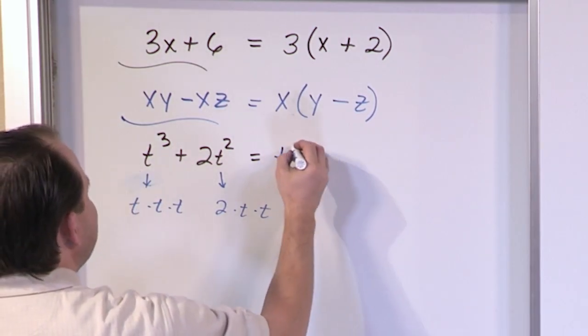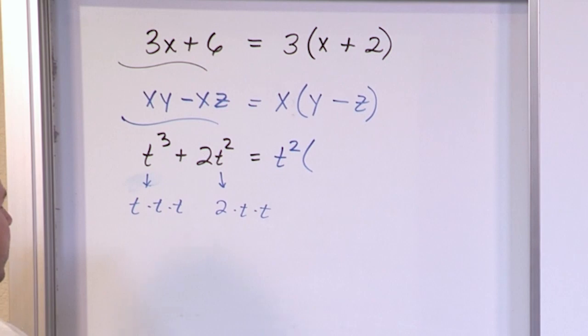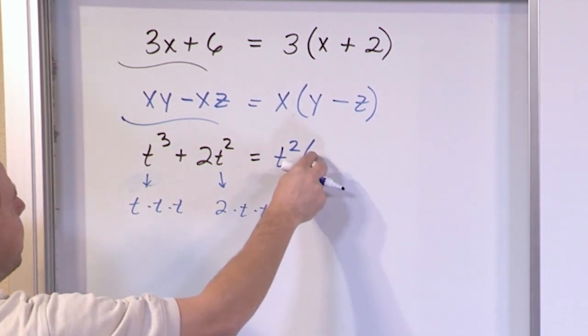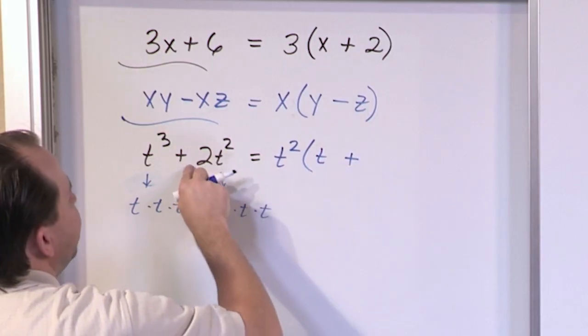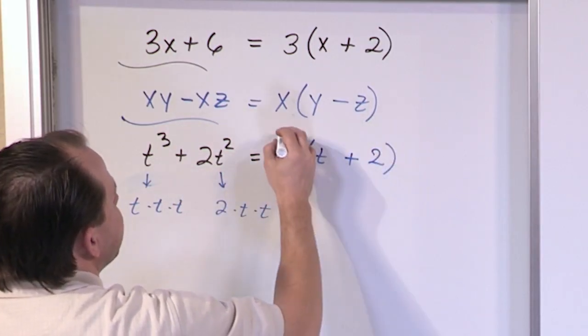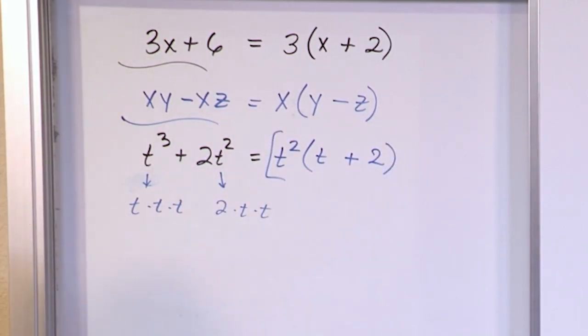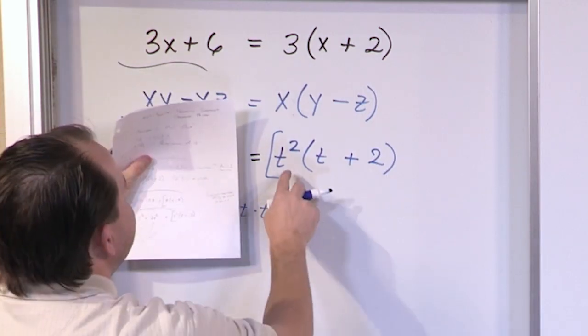So I'm going to factor out my t squared. I'm going to open my parentheses. What do I need to write down here to make it true? I need to write down t here, plus 2. This is my factorization. And if you want to check it, just cover everything back up and distribute it in.